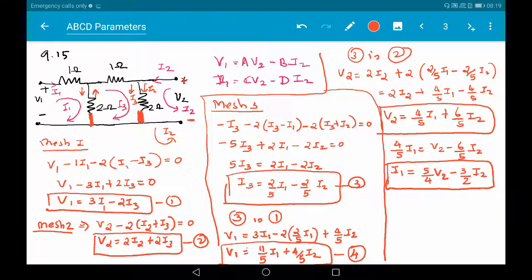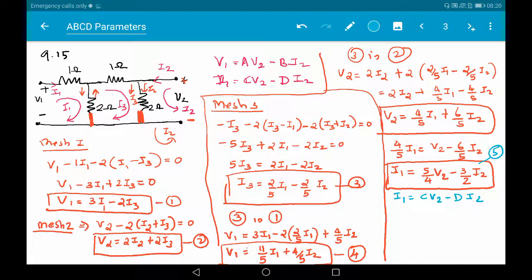Now we have I1 in terms of V2 and I2. നമ്മുടെ എക്സ്പ്രഷൻ നമ്മൾ പഠിച്ചിട്ടുണ്ട്, സ്റ്റാൻഡേർഡ് എക്സ്പ്രഷൻ. I1 in terms of എന്താണ്? C V2 മൈനസ് D I2. ഓക്കെ, അപ്പോൾ കമ്പയറിങ് ദീസ് ടു ഇക്വേഷൻ we will get, this is equation number 5. Equation number 5-നെ ജനറൽ ഇക്വേഷൻ ആയിട്ട് കമ്പയർ ചെയ്യുമ്പോൾ we will get C and D.